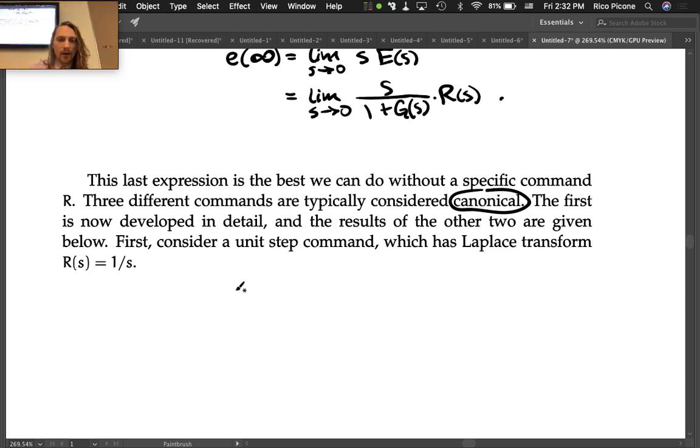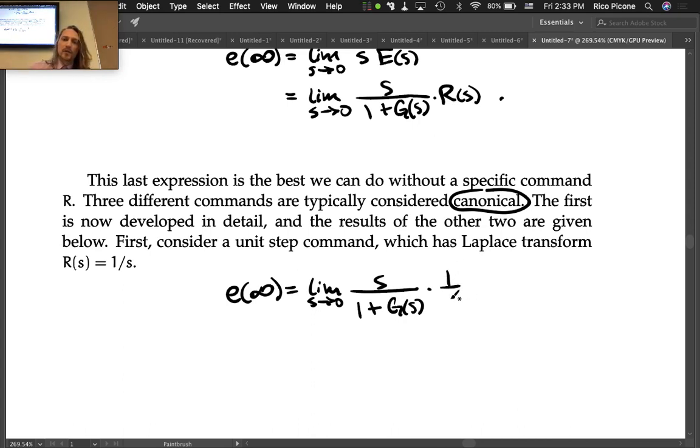So we have our steady state error, e of infinity, equals the limit as s goes to 0 of this, so we'll put that back in there, s times 1 over 1 plus g of s times r of s, which now is 1 over s, right? The unit step function. Laplace transform thereof.